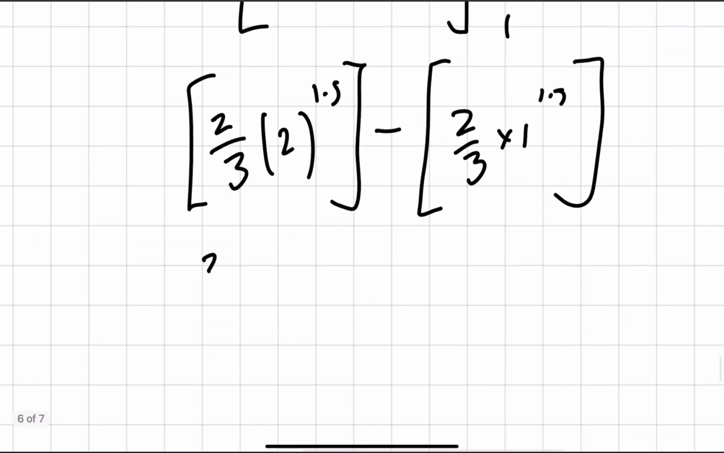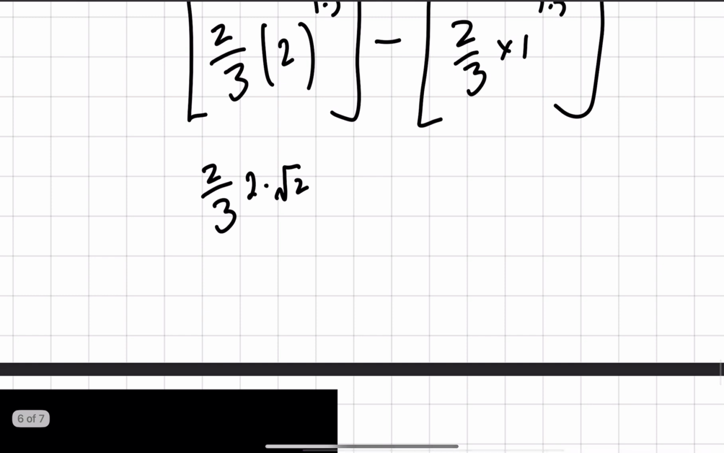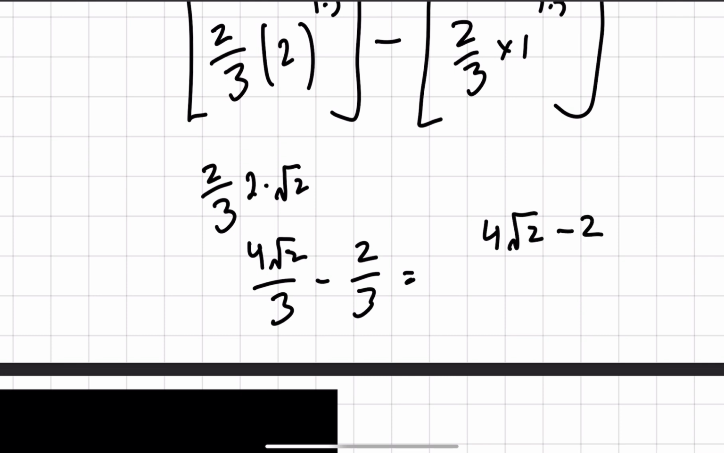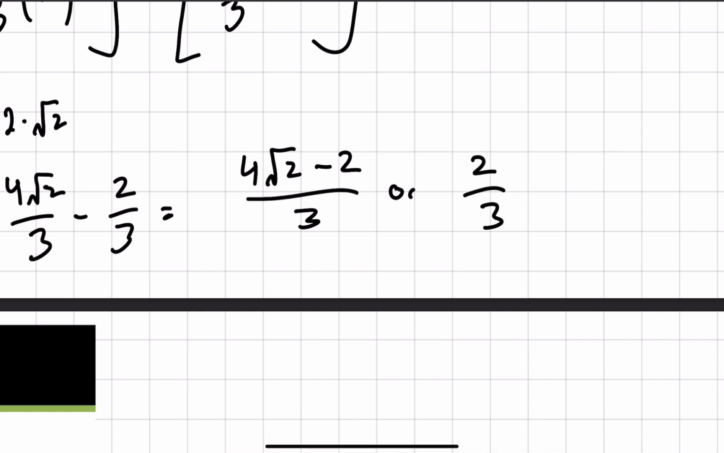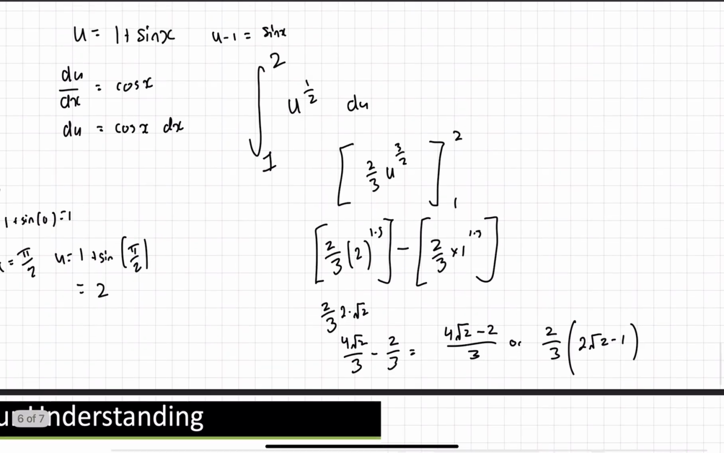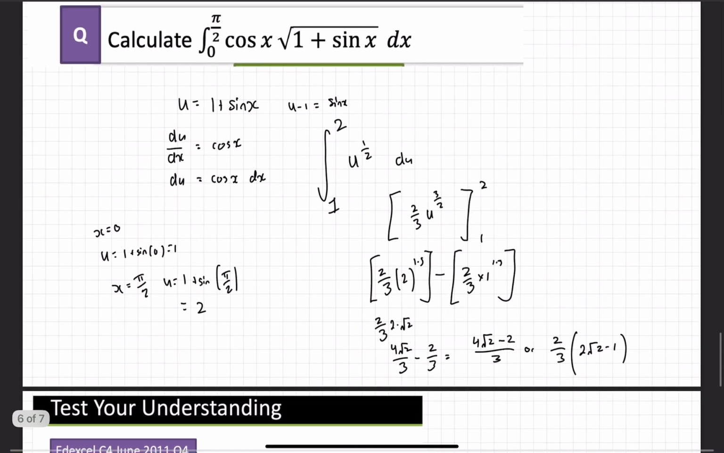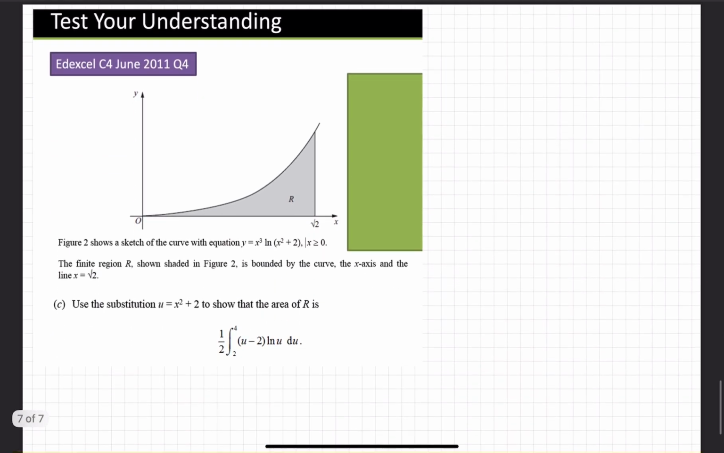Great. And we're going to get, so 2/3, 2 times 1.5 is 2 times root 2. So that is essentially 4 root 2 over 3, take away 2/3. Final answer is 4 root 2, take away 2, all over 3. Lovely. Or you can take out a factor of 2 and you get 2 root 2, take away 1. Fantastic. So there we are. Change your x limits in terms of u, plug them in. Happy days. And here's a test to understand the question.